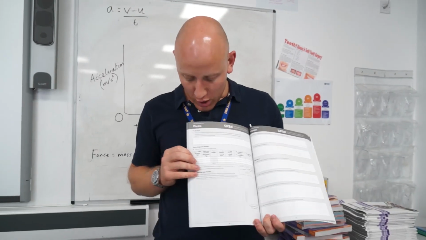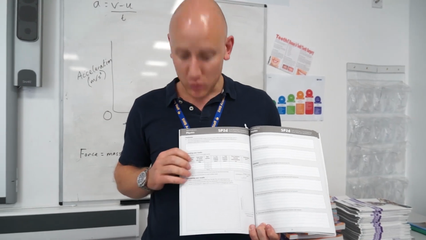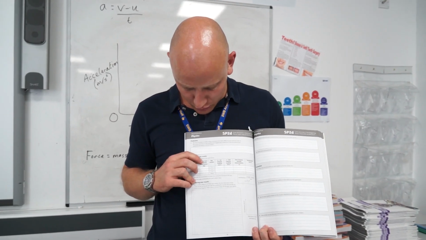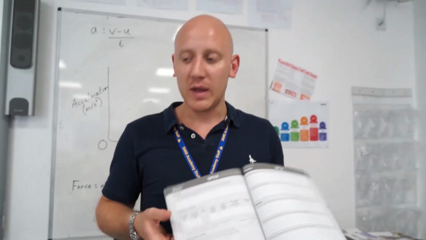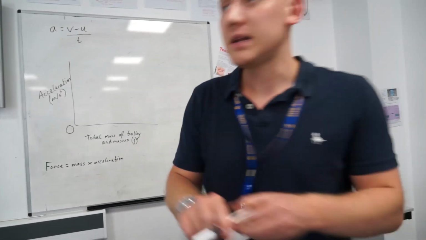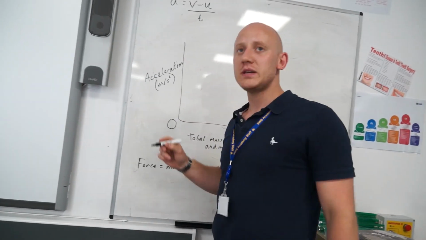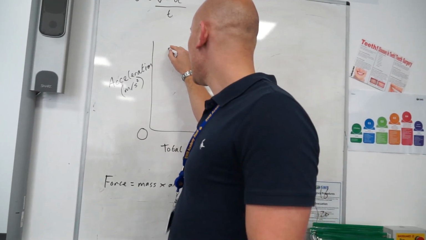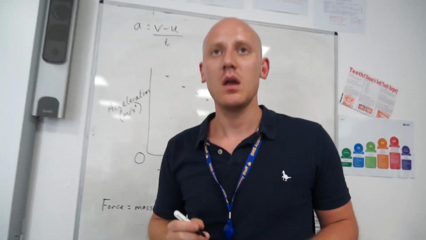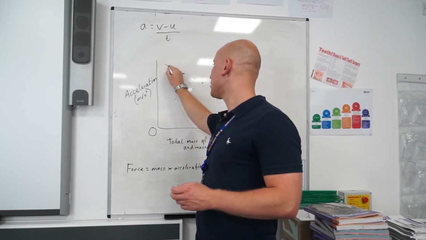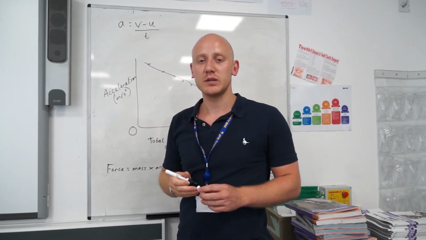So just be careful, you're not looking at the first column in your table, you are looking at the second one, the total mass of the trolley and the masses added together. So I'll just reiterate, you need to add together the mass of the trolley and the masses for that. And then you'll plot your graph. Because it is a negative correlation, as you increase the mass, the acceleration decreases, your graph should look something like this. And then you will draw a line of best fit on your graph, which needs to go through the majority of the points.